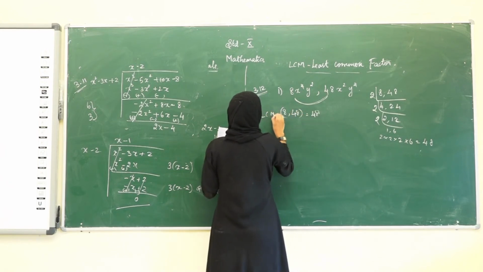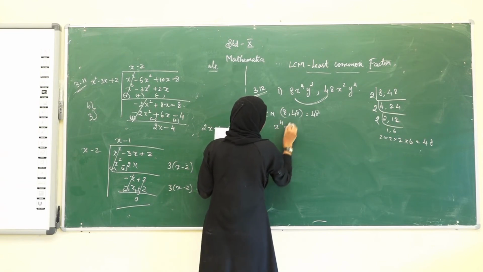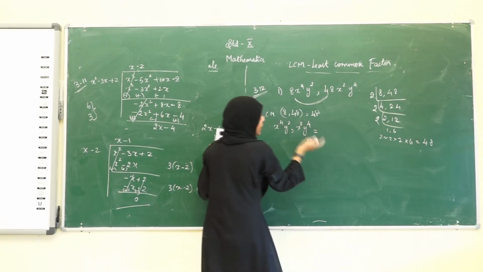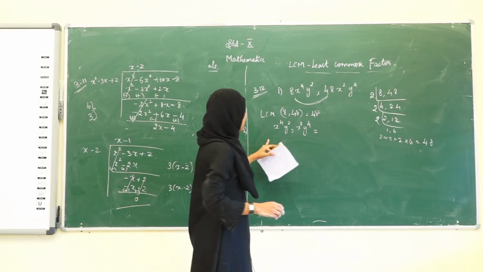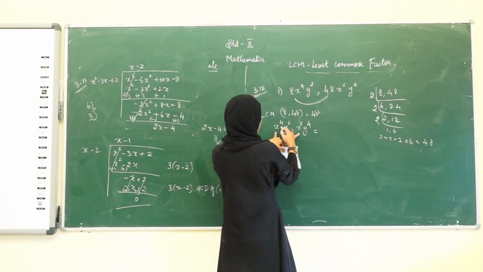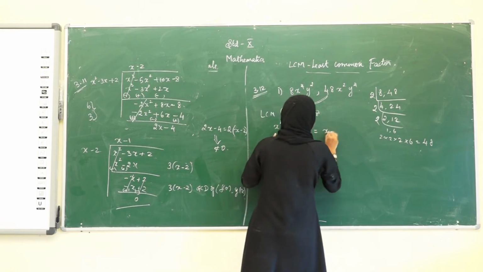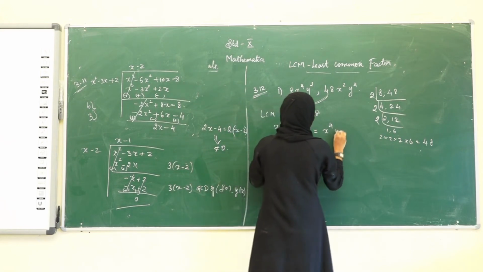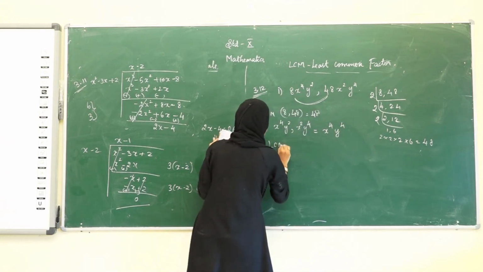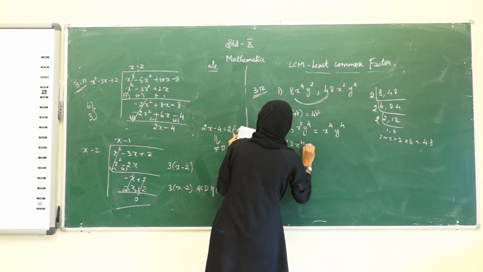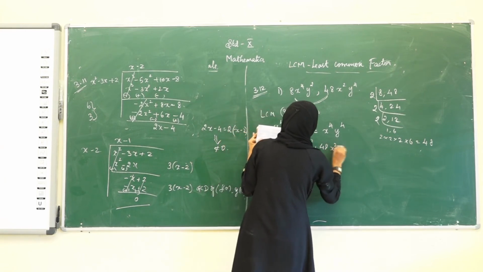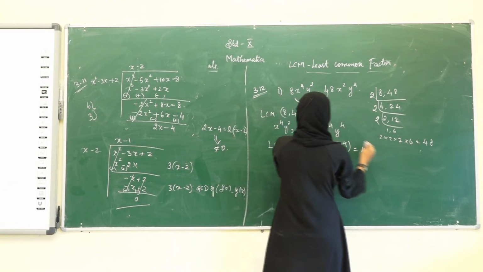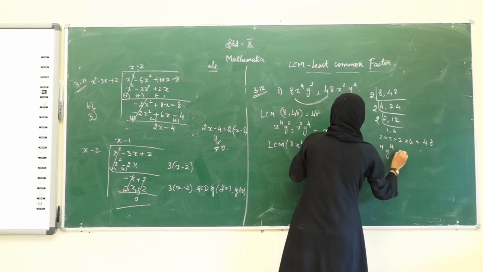48. Then we consider the variables alone, x power 4 y square comma x square y power 4, like the example a cube b square. Consider the x terms alone, x power 4 and x square. What is the LCM of this? x power 4. And for y square and y power 4, the LCM is y power 4. Therefore, the LCM of 8 x power 4 y square comma 48 x square y power 4 is first the coefficient 48, and then x power 4 into y power 4. This is the answer.